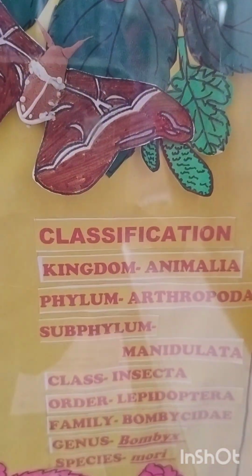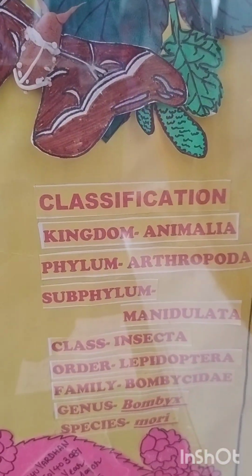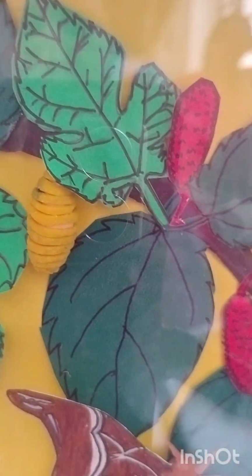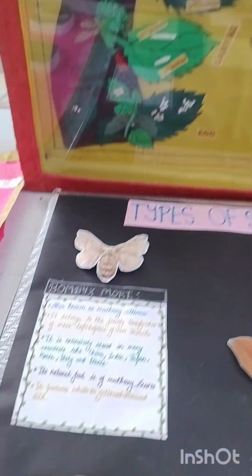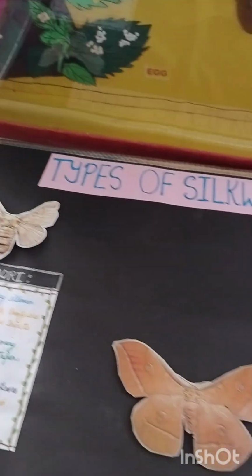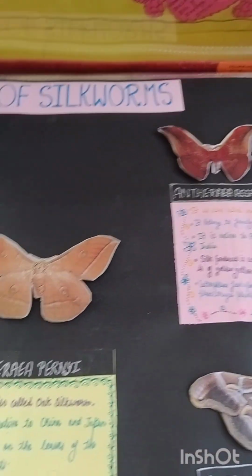You can see the classification written by the student here. So egg, larvae, different stages in instar, then mature cocoon. Cocoon will change into the mature adult. This one. Here you can see the types of silkworm.